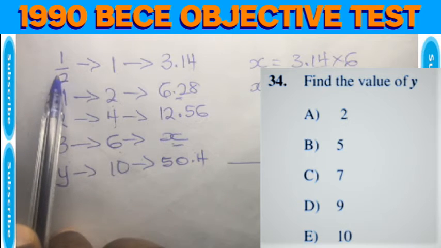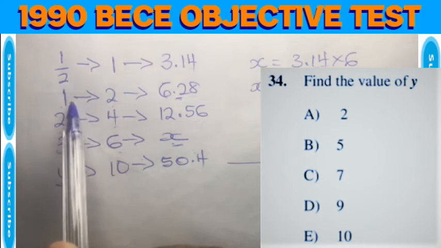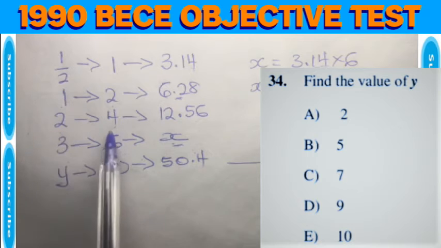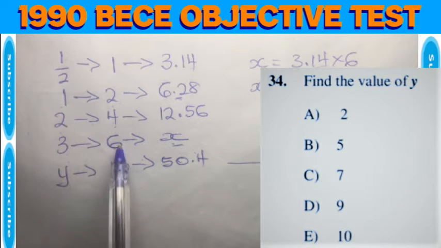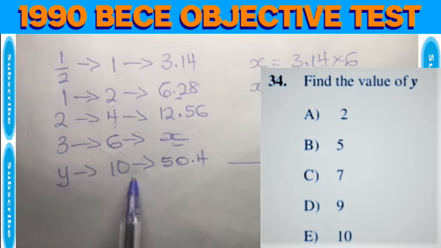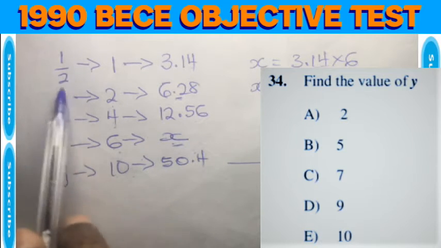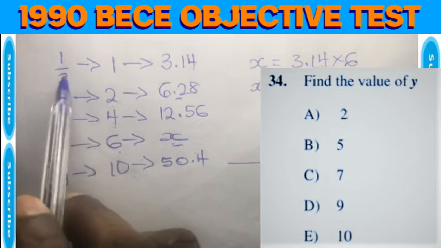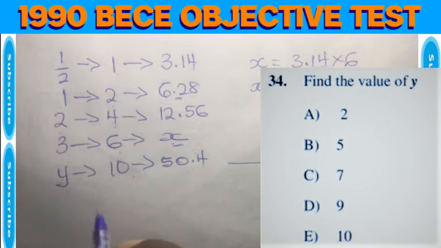So when you double half, you have 1. When you double 1, you have 2. When you double 2, you have 4. When you double 3, you have 6. So if you double y, you have 10. And double means that you multiply the value in the domain by 2. So if you multiply half by 2, you have 1. Let's try that one out. Half multiplied by a constant 2. Let's see the answer we are going to get.